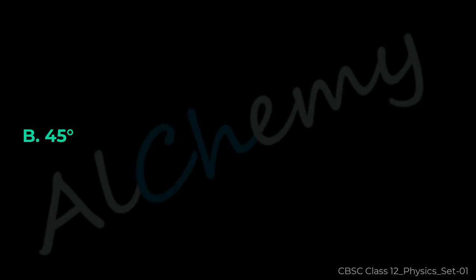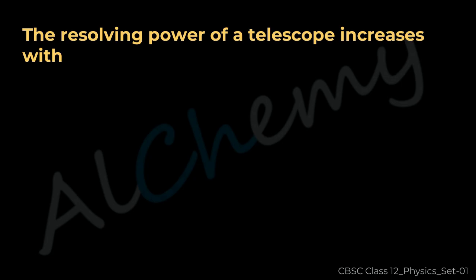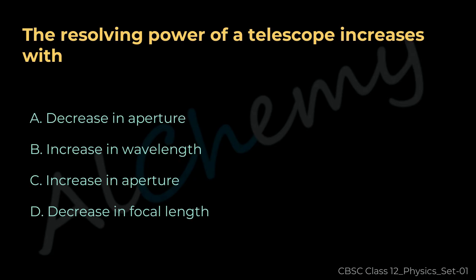The correct answer is B. 45 degrees. Question 47. The resolving power of a telescope increases with A. Decrease in aperture, B. Increase in wavelength, C. Increase in aperture, D. Decrease in focal length.